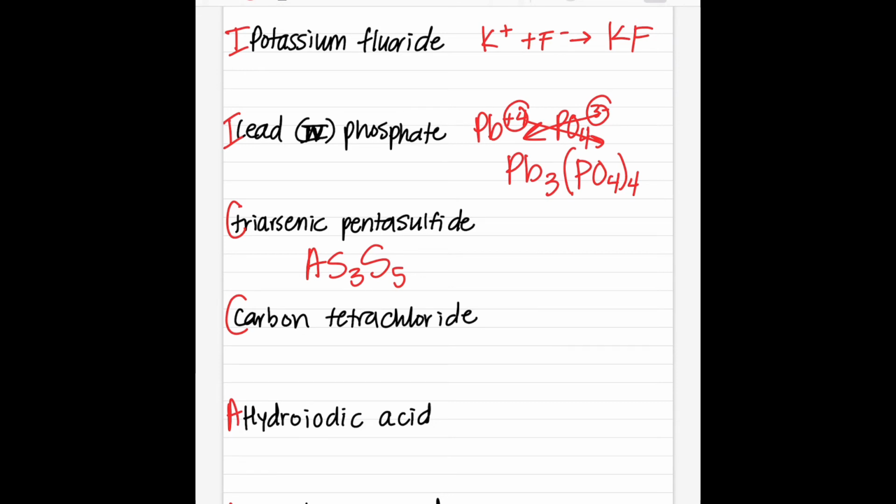Carbon tetrachloride. Carbon with no prefix is just regular carbon, no numbers, and then chloride is Cl and tetra is 4. All right, hydroiodic acid. Looking at this, we've got to identify what rule we're using. Hydroiodic is rule number 1. So that means iodide, that is just I minus. Put your H up front, you get HI.